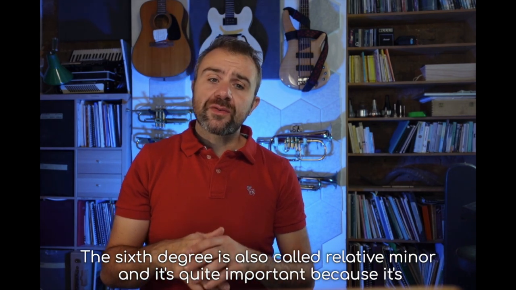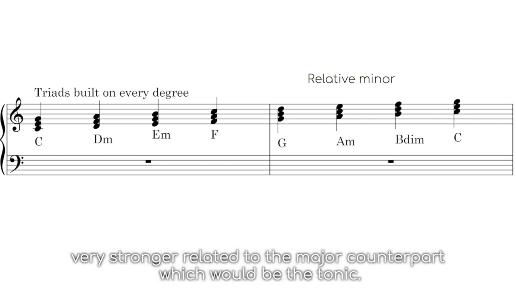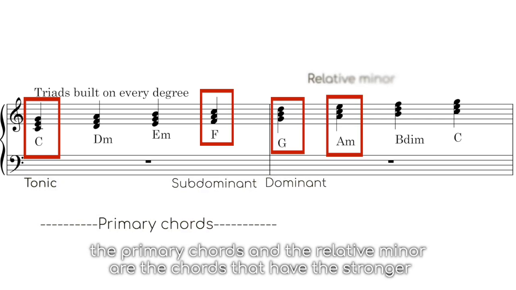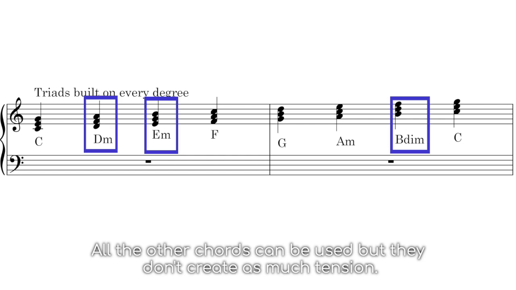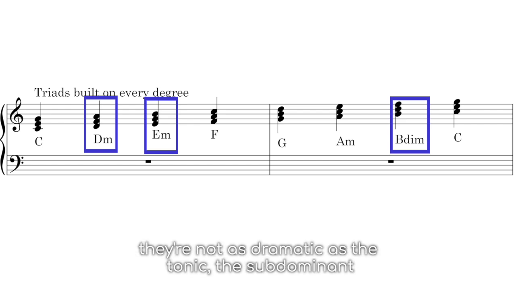The sixth degree is also called relative minor, and is quite important because it's very strongly related to the major counterpart, which would be the tonic. So these four chords, the tonic, the subdominant, and the dominant, the primary chords, and the relative minor, are the chords that have the stronger relation within the key. All the other chords can be used, but they don't create as much tension. They can easily create some sort of storytelling, a sense of journey in the composition, but they're not as dramatic as the tonic, the subdominant, the dominant, and the relative minor.